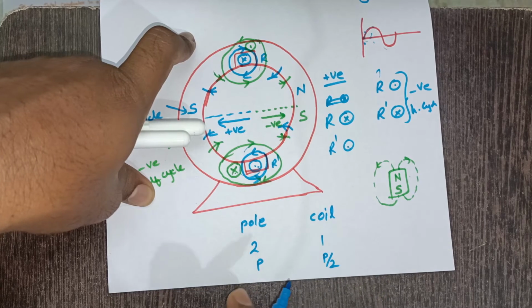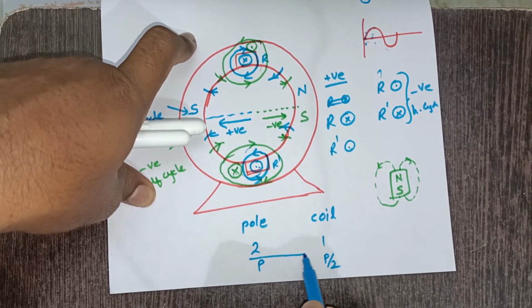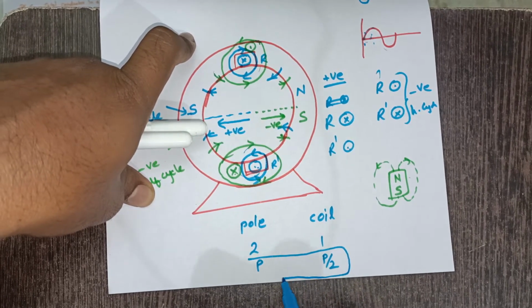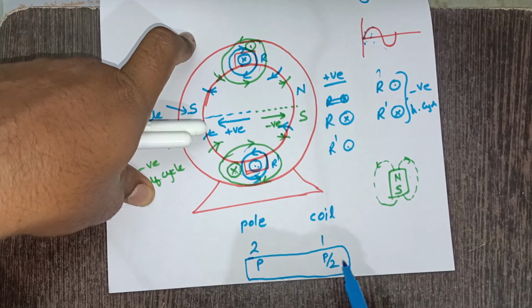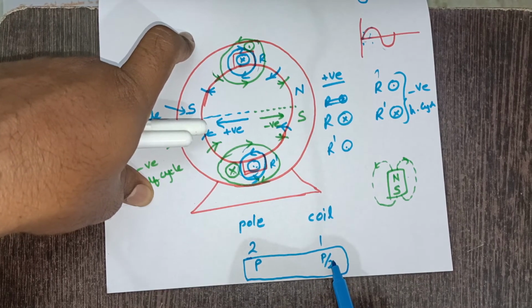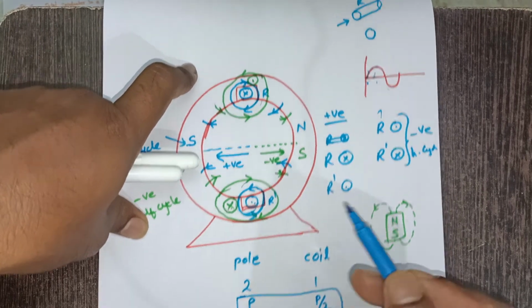So in such a case, I can make this a generalized one. In order to design a machine with P poles, we need to use P by 2 coils. Let us go to two coils also.